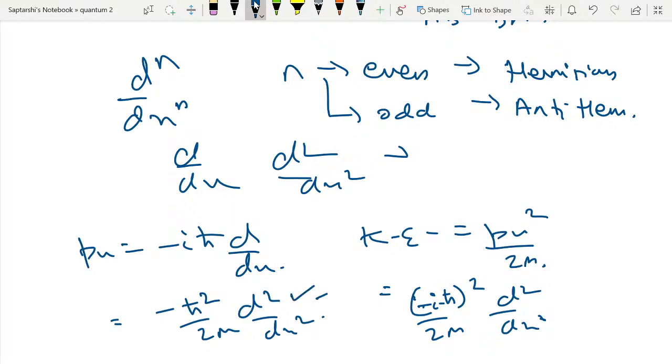What I want to say is that both of them have this d/dx form. So this has the d squared/dx squared form, so this will be Hermitian. This has this part which is anti-Hermitian, and your i is also anti-Hermitian. So both will mix and give you a Hermitian operator. You can prove that as well.